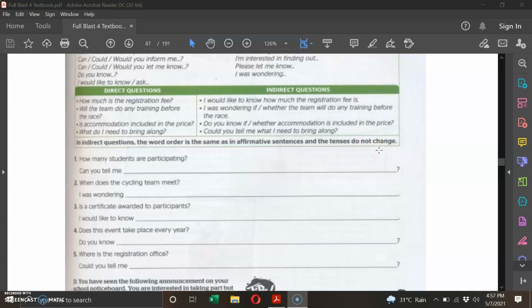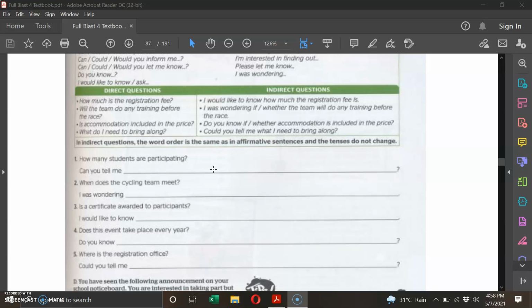Number 1, how many students are participating? What do you think the answer is? The answer is, can you tell me how many students are participating? Question mark. Can you tell me how many students are participating? That is more polite. Lebih bersopan.